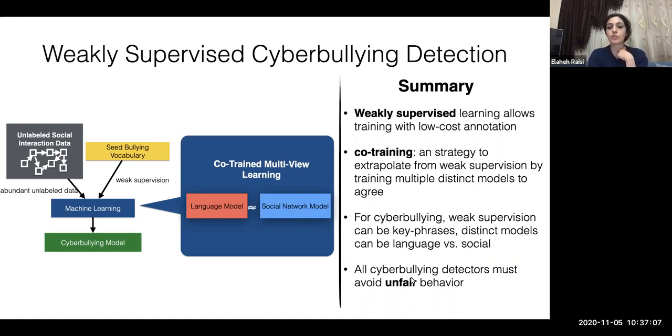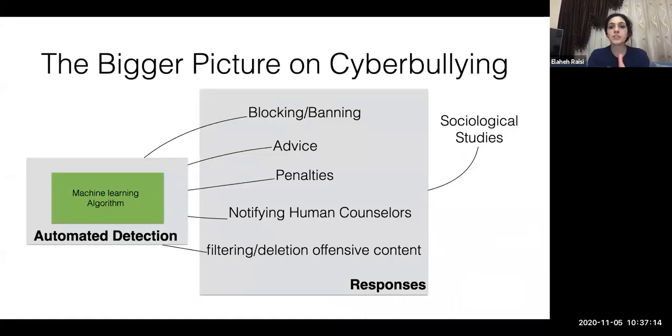And then we try to reduce the discrimination in the prediction. So here is the big picture. Actually, the bigger picture is what the next step is after you identify the cyberbullying. Should you, for example, block the bully? Should you give some advice to the victim, or should we notify some human counselor? So there are some other scenarios that we can take care of through sociological studies or collaboration with other researchers in these areas.